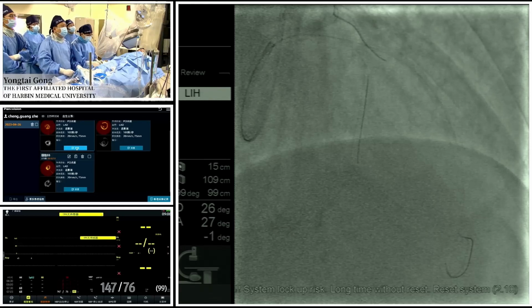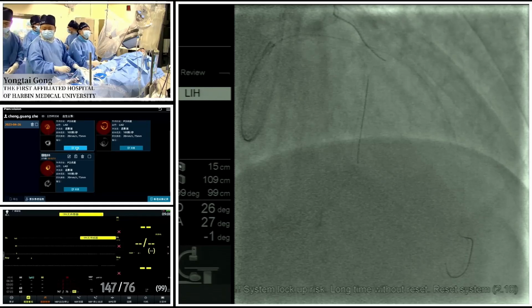So can you show us the angiography this time? Angio.